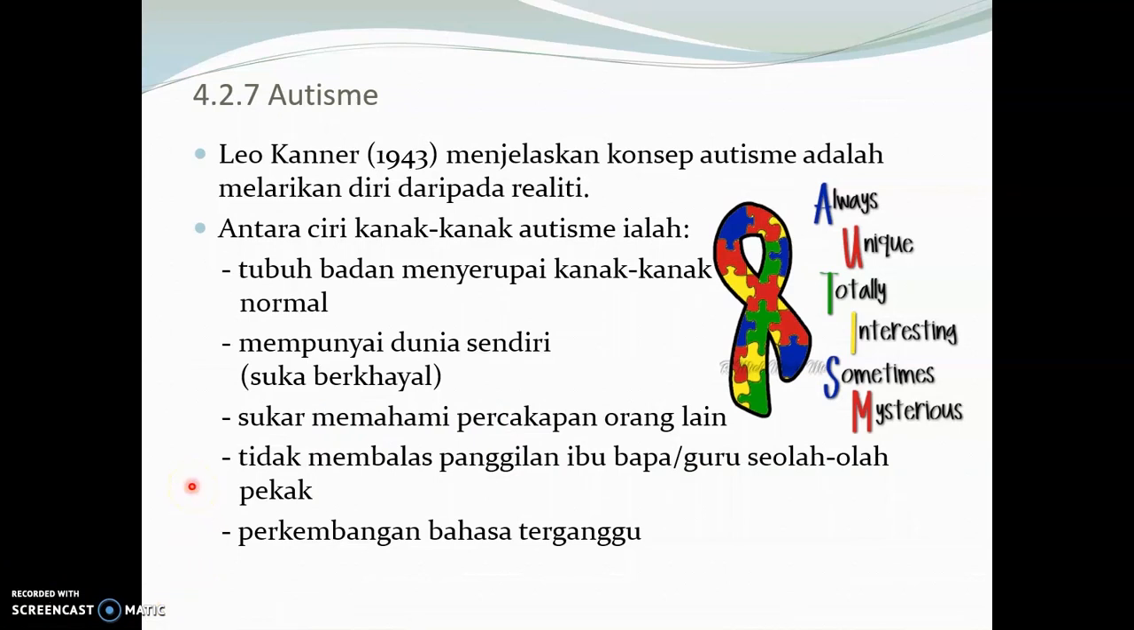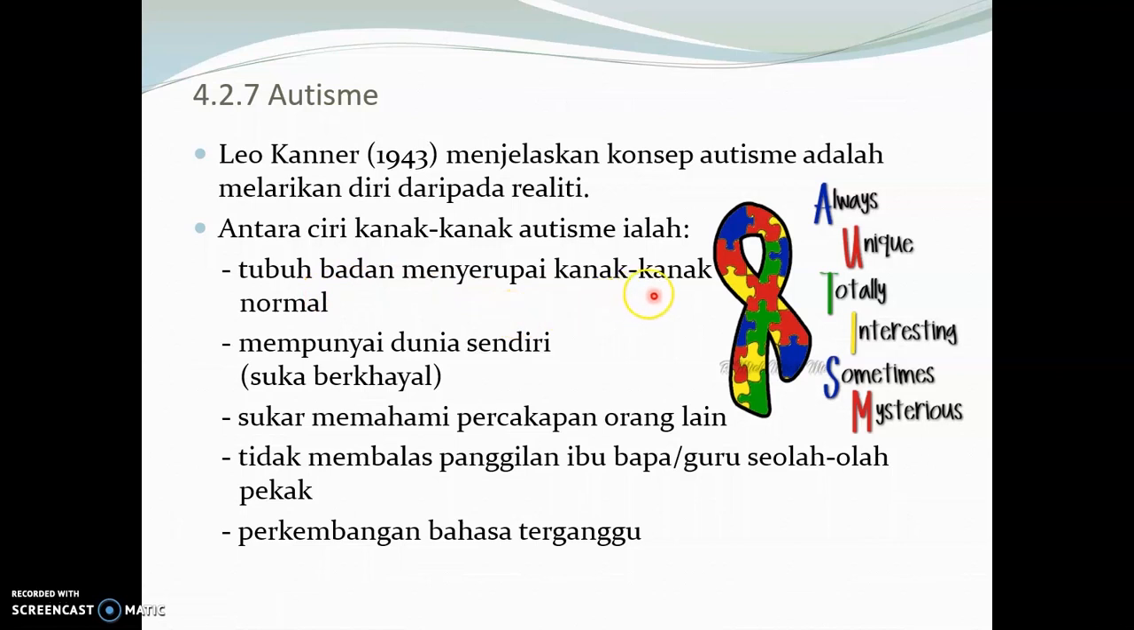Autism is actually one of the very important masalah berkeperluan khas in the school actually. Okay, menjelaskan konsep autism adalah melarikan diri daripada reality. They don't really like reality. They will be in their own imagination world. That's why they always say, kalau kita tengok ada tempat-tempat yang color ni, is actually always unique, totally interesting, sometimes mysterious. So this is how actually autism really works, you know.